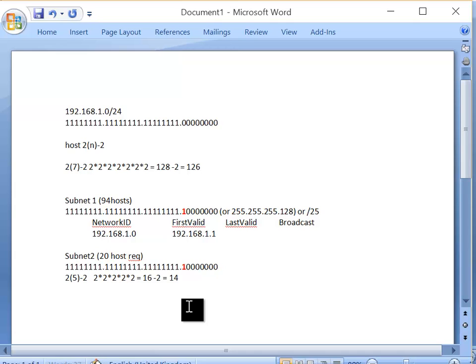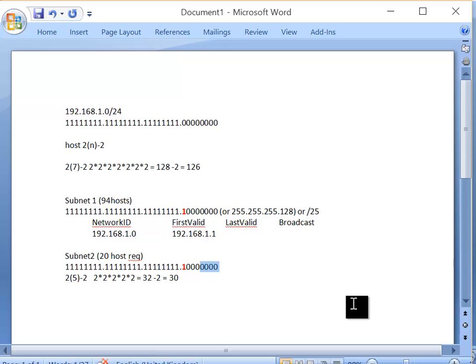If we reserve 5 zeros, 2 times 2 is 4, times 2 is 8, times 2 is 16, times 2 is 32. Okay, so yeah, that was right. 32 minus 2 is 30. That's enough. So we need 5 zeros to be reserved for our 20 hosts. Okay, so 5 zeros, we're going to reserve them.